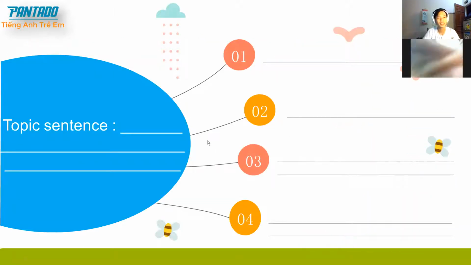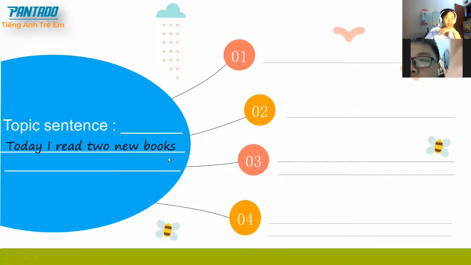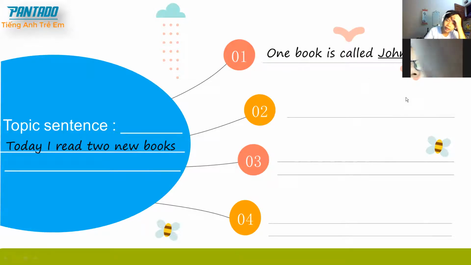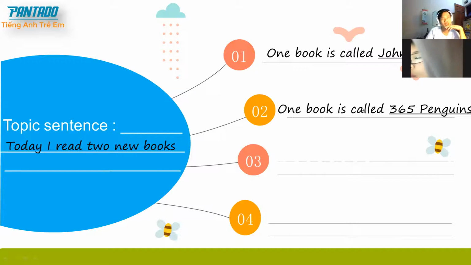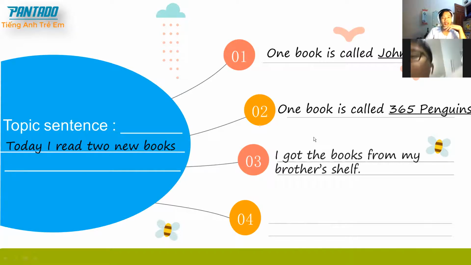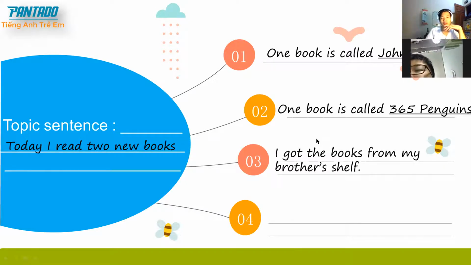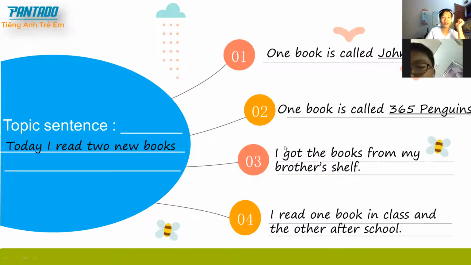Okay, so the topic sentence. Today I read two new books. One book is called John Henry. One book is called 365 Penguins. I got the books from my brother's shelf. Shelf. And I read one book in class and the other after school. All right? Do you understand it? Yes.